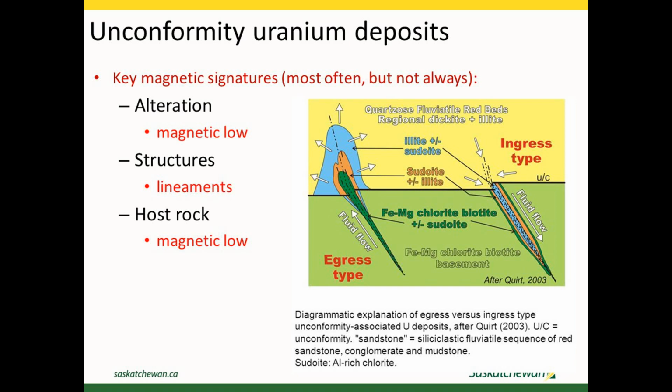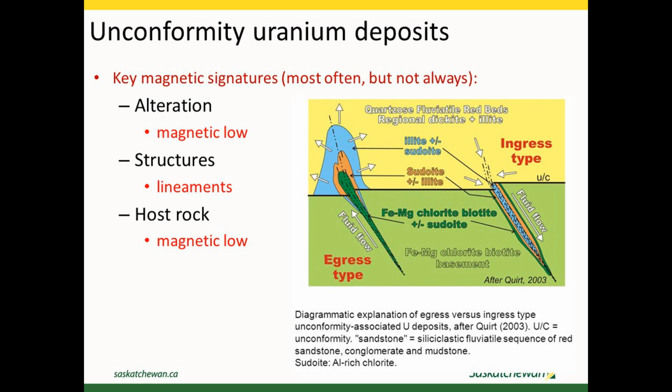What are the key magnetic signatures of unconformity uranium deposits? You're familiar with this model for unconformity uranium deposits. As I mentioned before, using magnetic data for direct targeting is not possible. You don't have any magnetic signature associated with the deposit. But what are the other factors that can be detected by magnetic data?